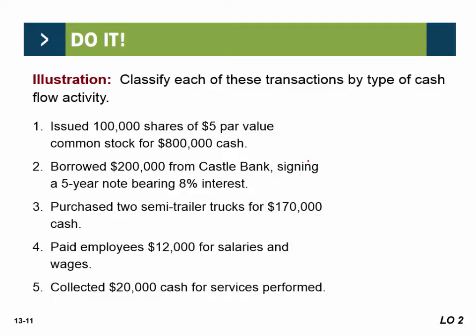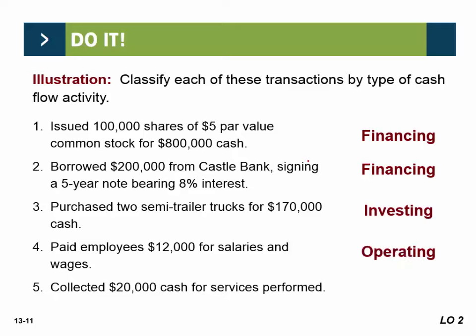Okay. Let's look at this. Issued 100,000 shares of $5 par common stock for $800,000 cash. Investing, financing, or operating? Anybody other than just one person? This is financing, right? Because we issued our own stock. Borrowed money. That's financing. Good. Purchase two semi-trailer trucks. That's investing. Good. Paid employees. That's going to be operating. Good. Collected cash for service performed. That's going to be operating. Good. Excellent.